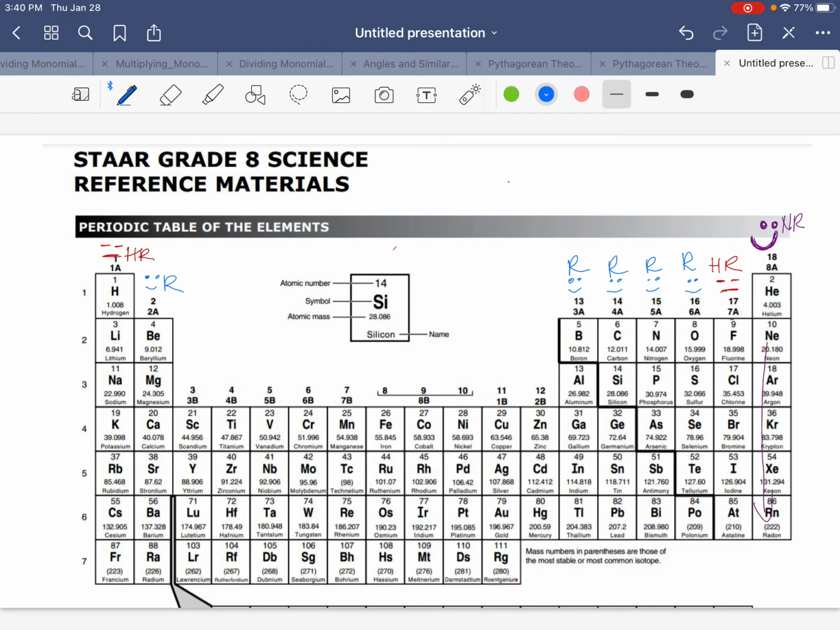All right, so those are the breakdowns of groups and periods. Remember, groups go up and down in columns, and periods go side to side.